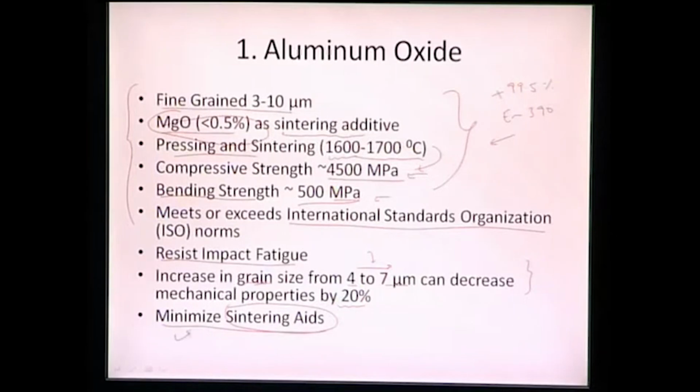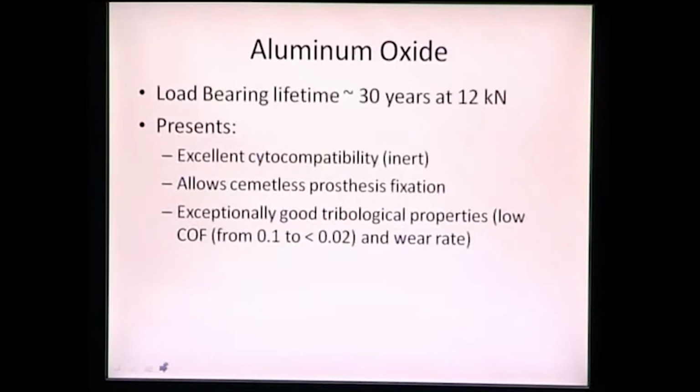At the same time, we should be able to achieve high mechanical properties, and also we want to maintain the lowest grain size that is possible, less than 2 or around 3 to 4 microns. And then it should also have Young's modulus and some bending strength and compressive strength levels. So that is the overall idea about using aluminum oxide.